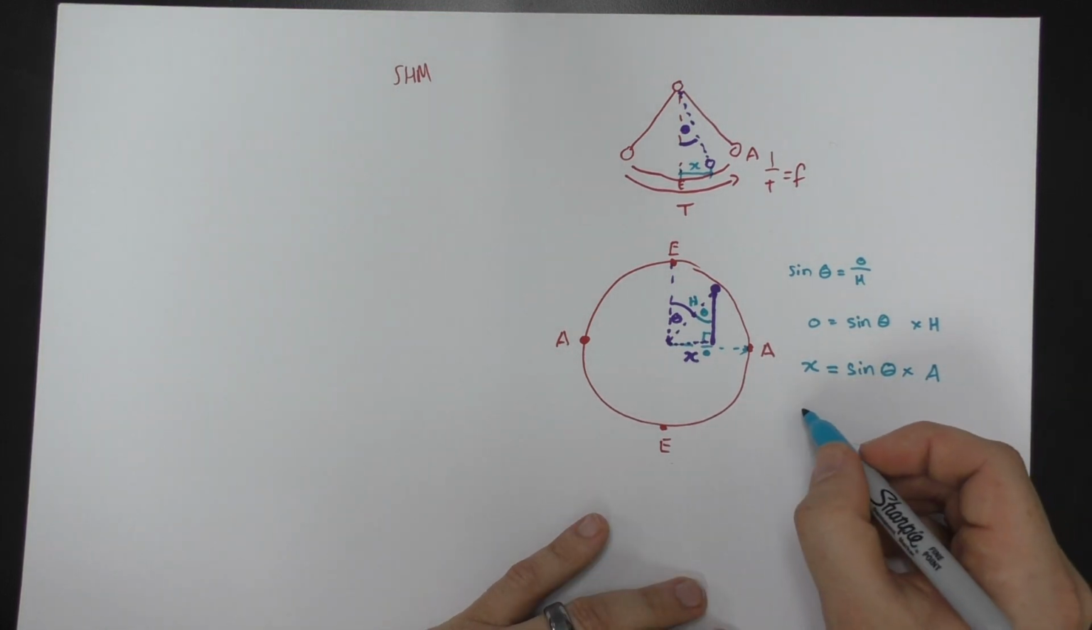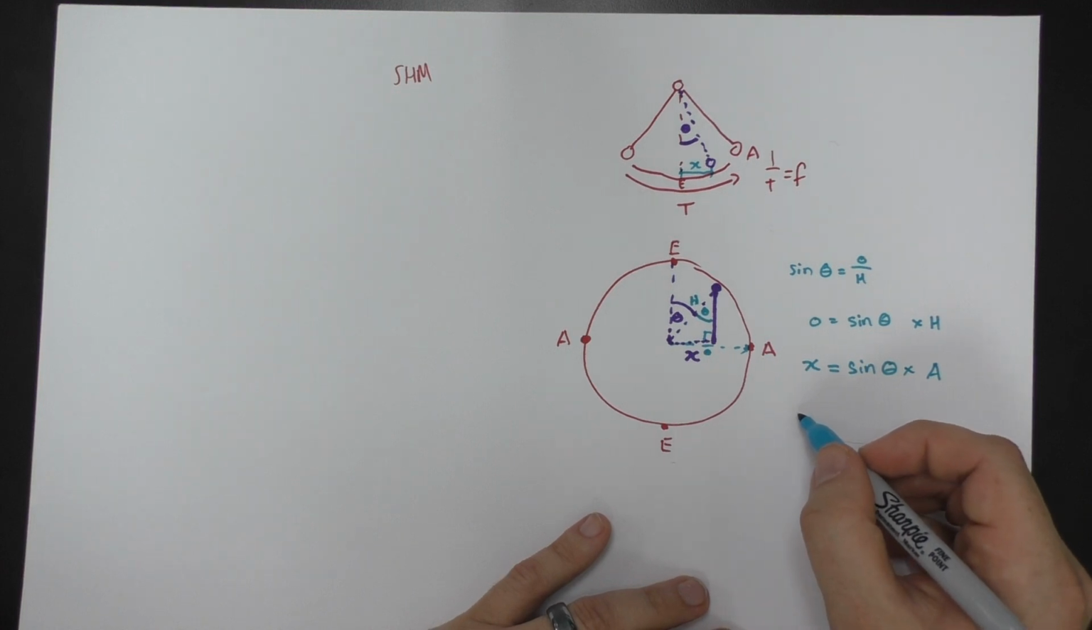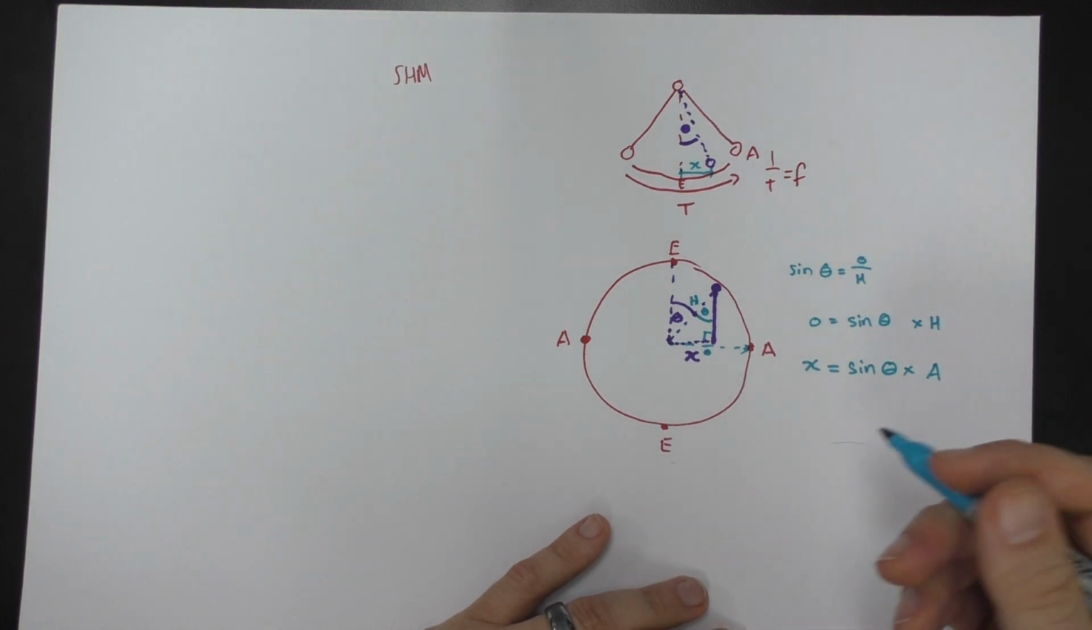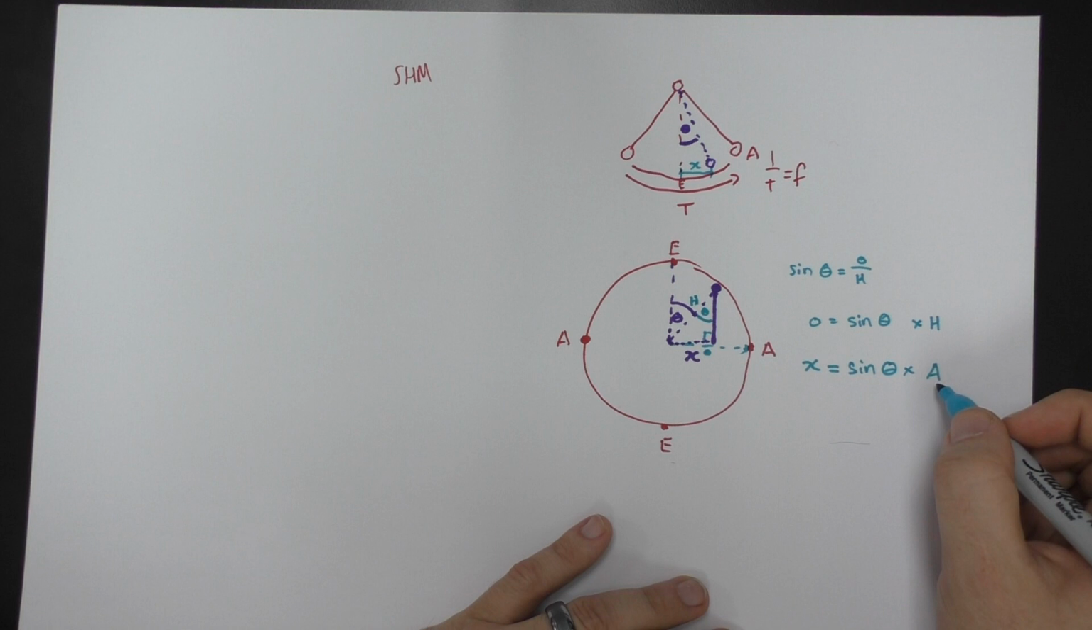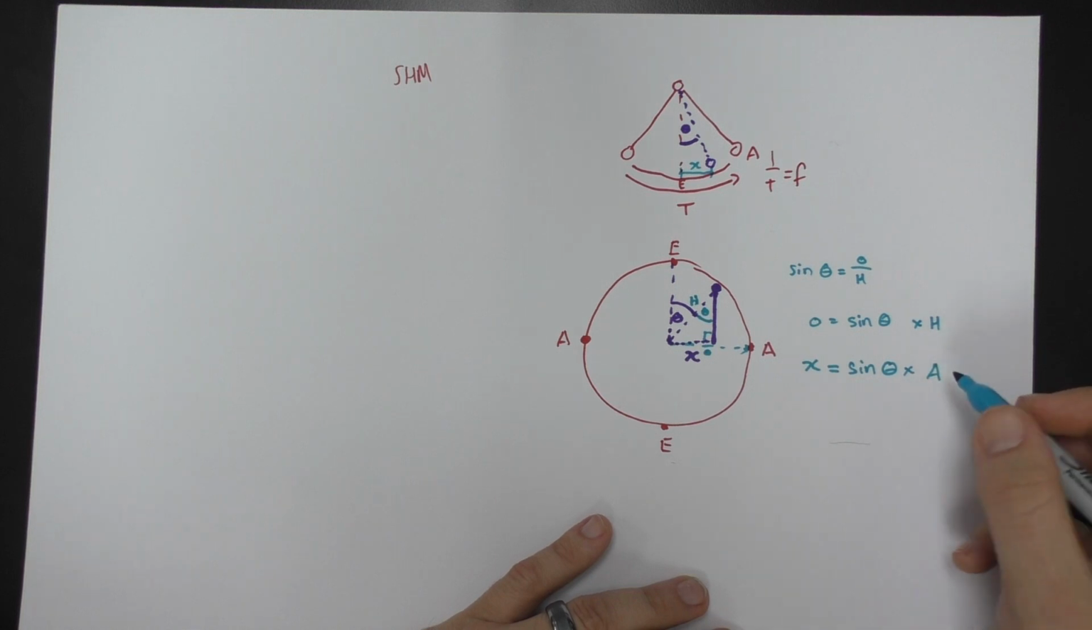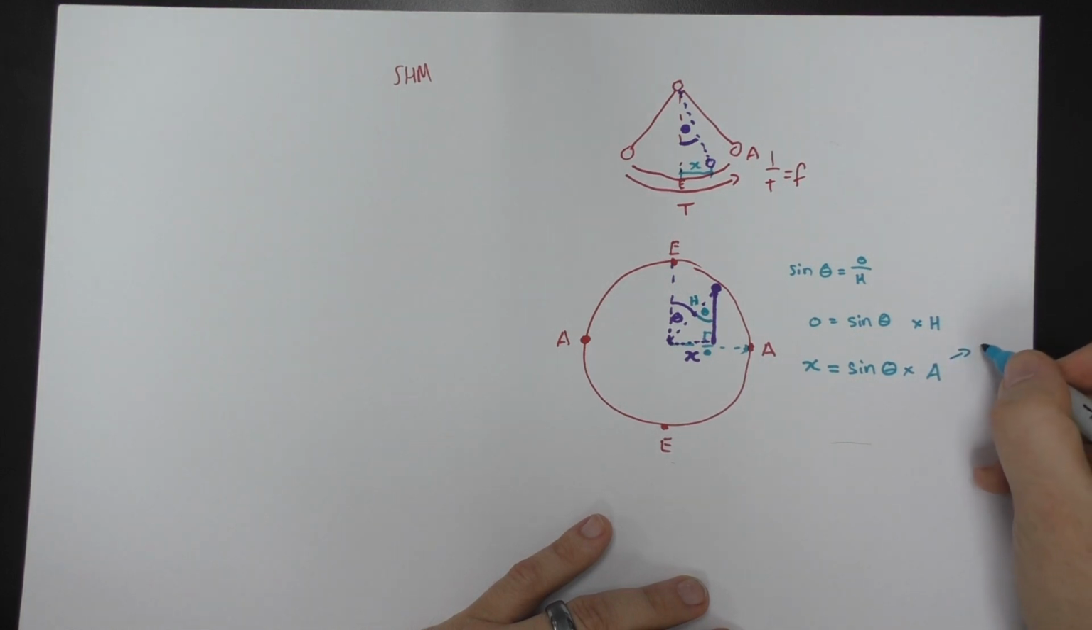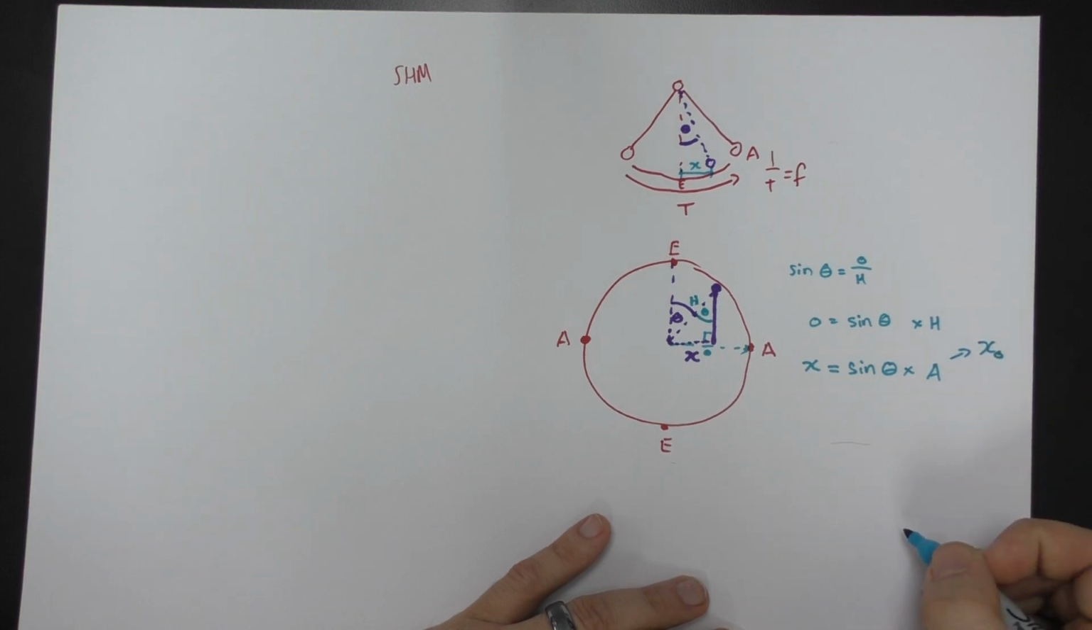Now we actually get an equation which might look more similar to what you're used to. Depending on your specification, what letter you use for this will differ. If you're in a standard UK system, then A will be the amplitude. Other specifications represent the amplitude as x naught. So just be aware of that.